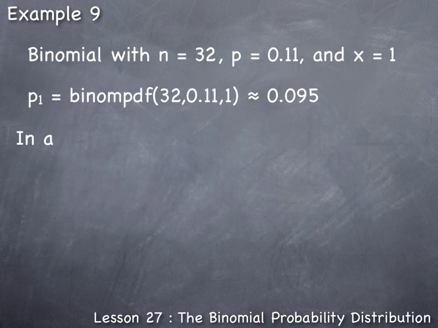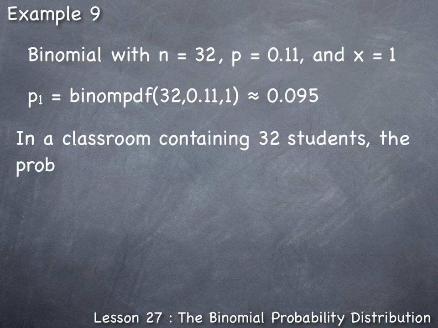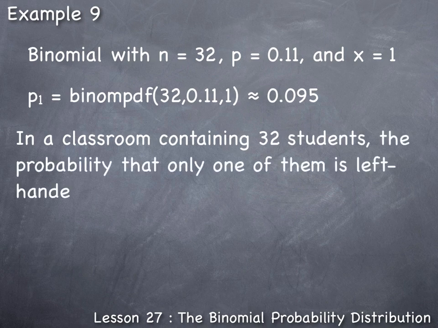So, in a classroom containing 32 students, the probability that only one of them is left-handed is 9.5%.